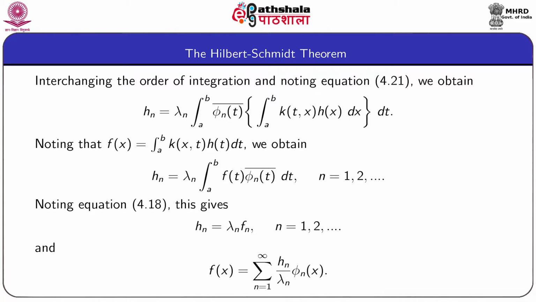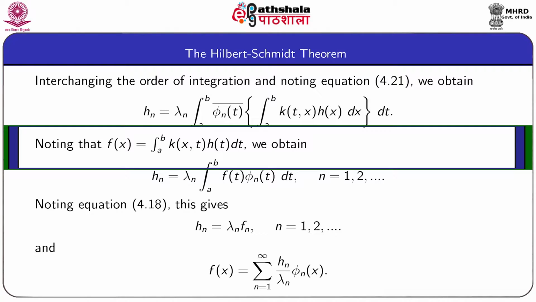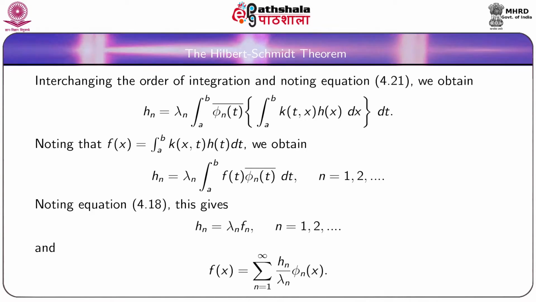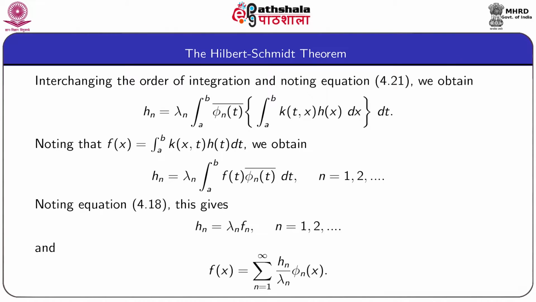Outer integral is a to b phi n bar(t) dt and the inner integral is a to b k(t,x) h(x) dx. Now we know that the function f(x) is equal to integral a to b k(x,t) h(t) dt, so that the inner integral can be written as f(t). So the expression becomes h_n equal to lambda n integral a to b f(t) phi n bar(t) dt, where n ranges from 1 to infinity.